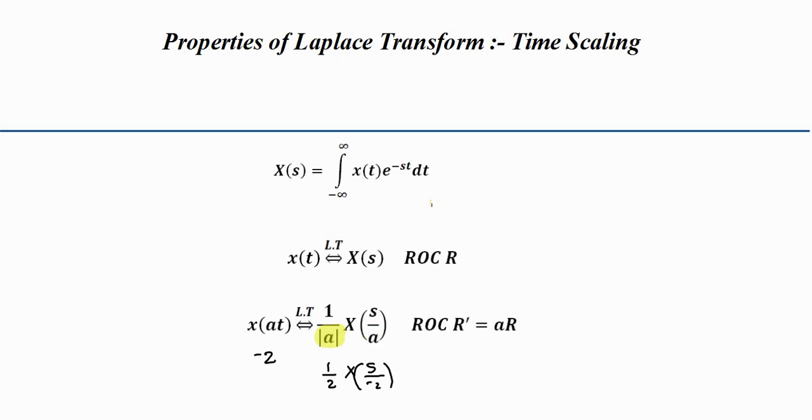Okay, and this is the ROC. ROC is simply multiplied by that a into R, but we need to take some care when you multiply this. We'll discuss that concept when we do the problems. Okay, if it is negative we need to do some changes. That we will discuss when we do the problem.